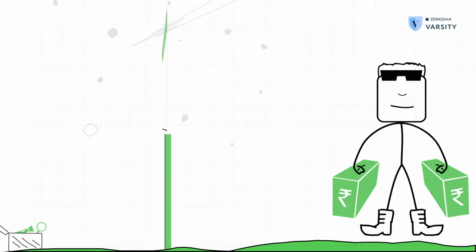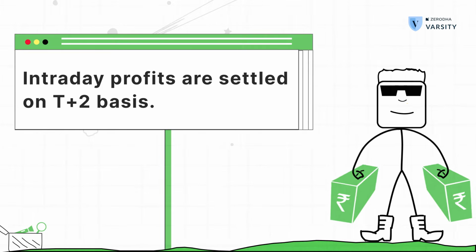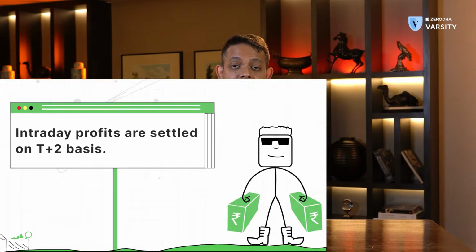Now, whenever you're making a profit on equity intraday, since equity follows a T+2 settlement cycle, the profits that you earn on, say, a Monday will be credited to your account on a Wednesday.